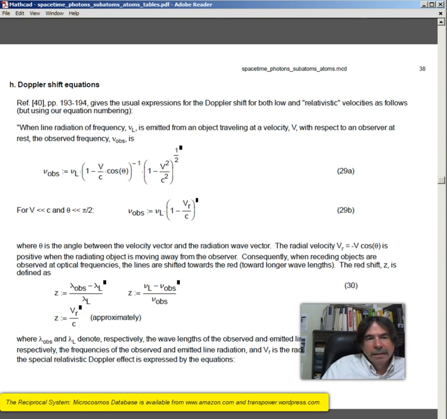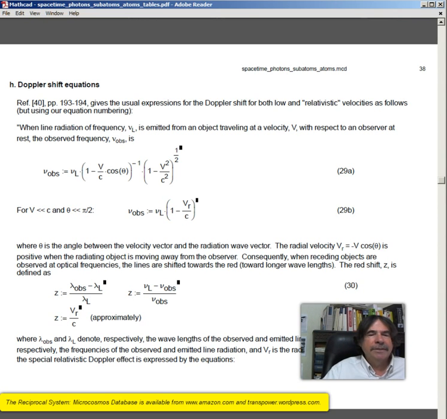29a. For v much less than c and theta much less than 90 degrees, the observed value of frequency is nu sub L times 1 minus v sub r over c, where theta is the angle between the velocity vector and the radiation wave vector. The radial velocity v sub r equals minus v times cosine theta, and is positive when the radiating object is moving away from the observer. Consequently, when receding objects are observed at optical frequencies, the lines are shifted towards the red, meaning toward longer wavelengths.